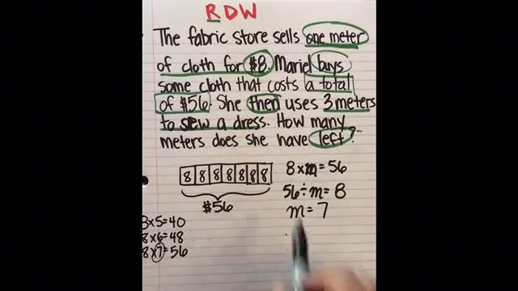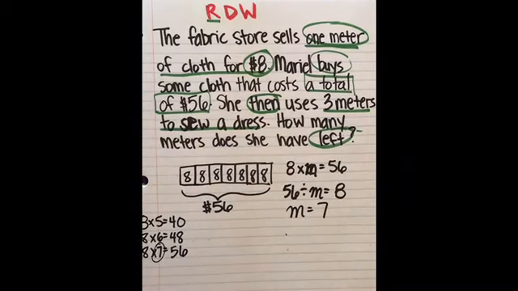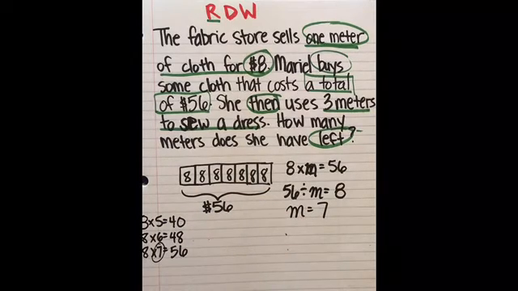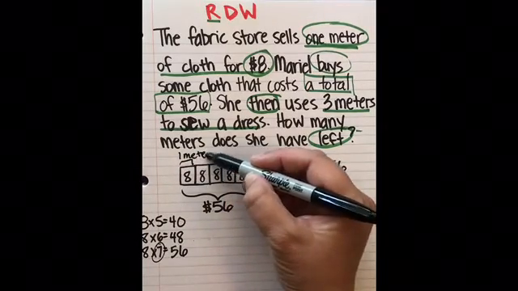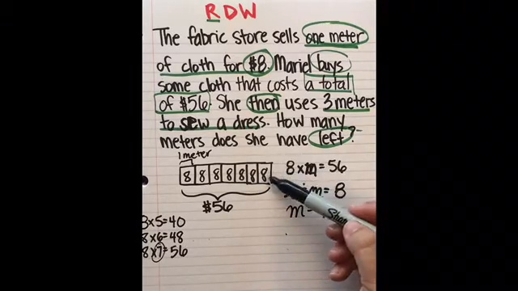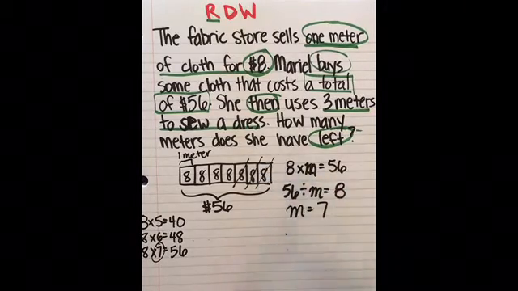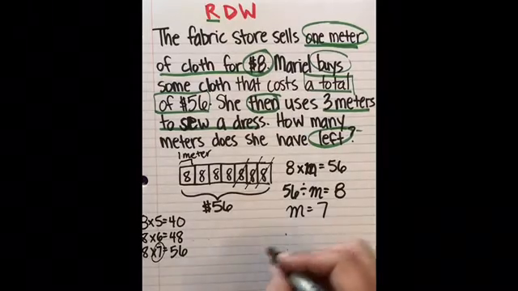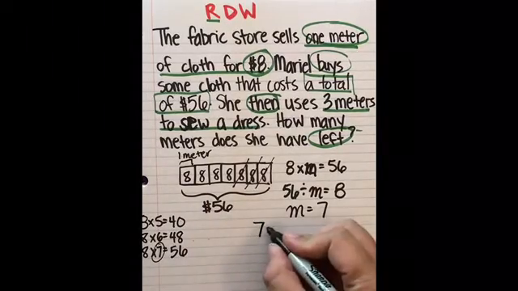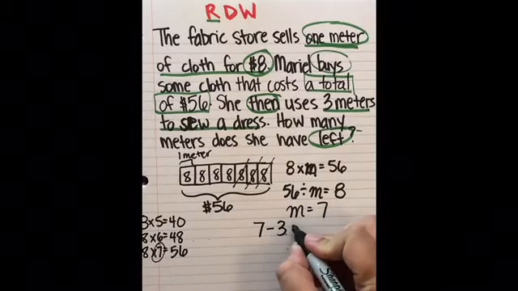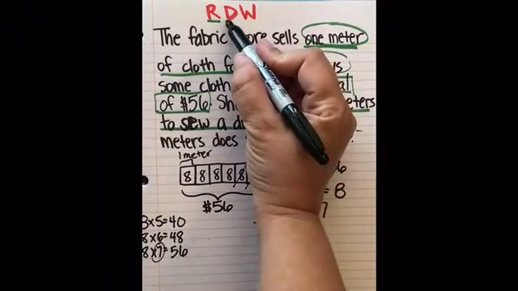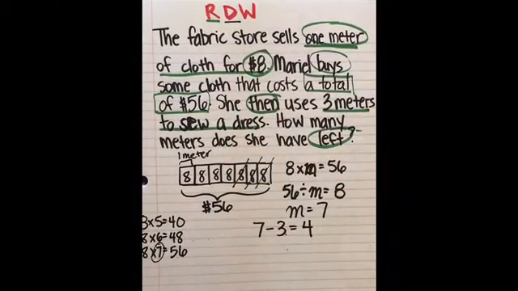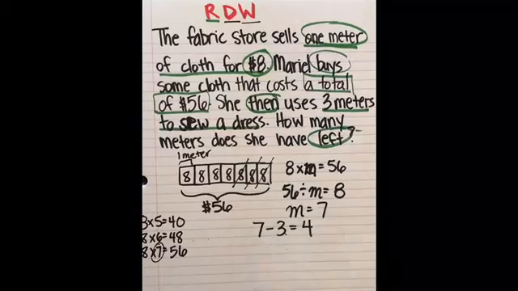There's another part of the problem because then she uses 3 meters to sew a dress. So how many meters does she have left? If each of these is 1 meter, then really I'm just taking away the 3 meters that she used. So we just did 7 meters take away 3 meters equals 4 meters left over. So we just did the draw process. You can really see that the draw is where we figure out most of the problem. Now we're going to write. We're going to write about our answer.